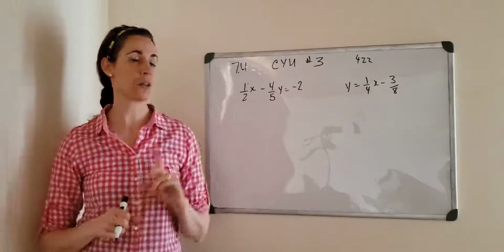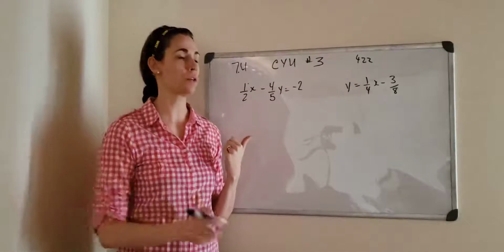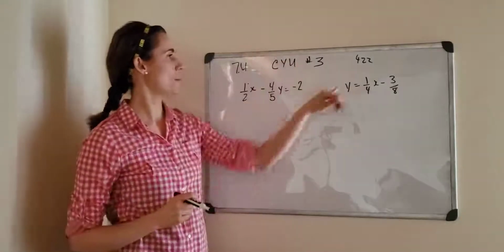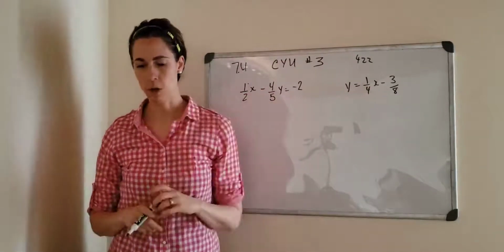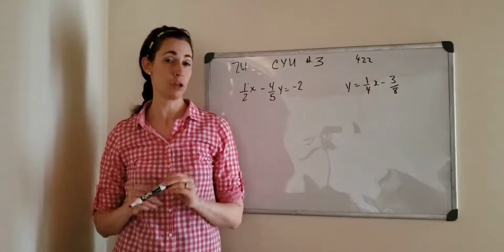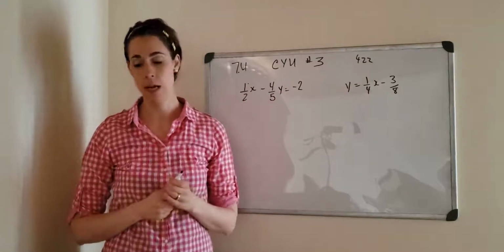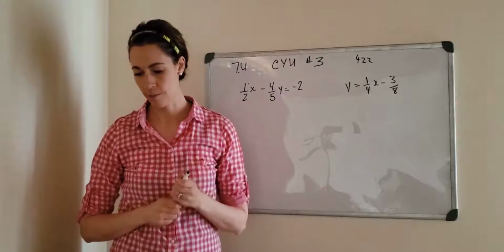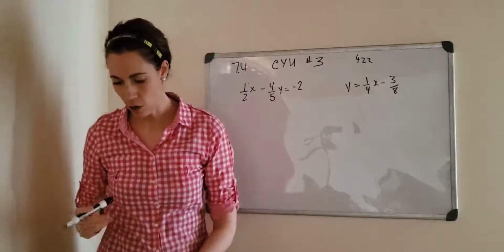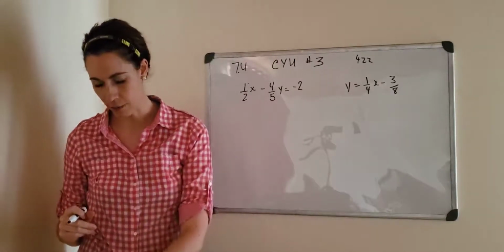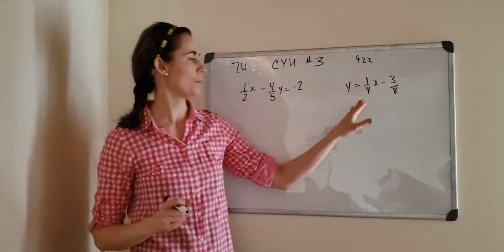Today we're doing part 3 of 7.4. We're doing Check Your Understanding number 3 on page 422. We're continuing on with learning the method of substitution for solving systems of linear equations. All right, so this one says solve this system by substitution. So I've written the two equations on the board.